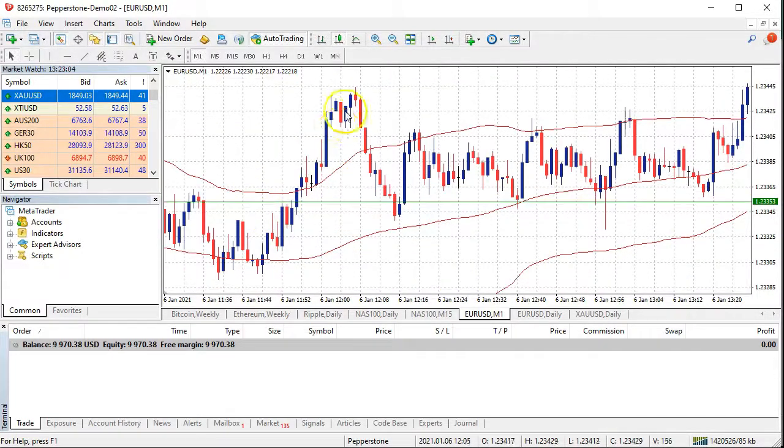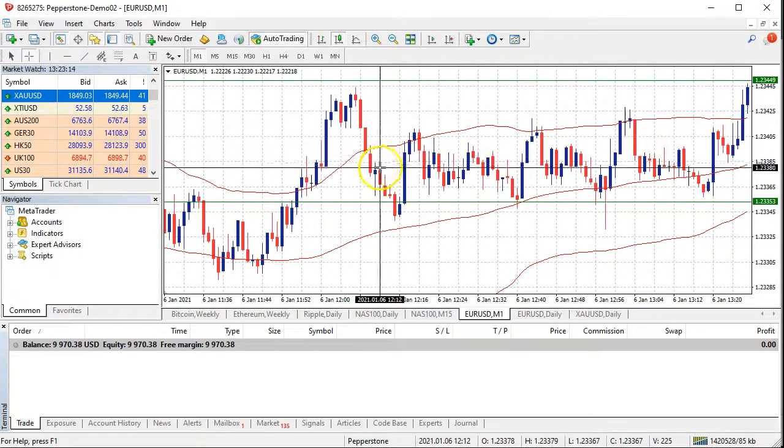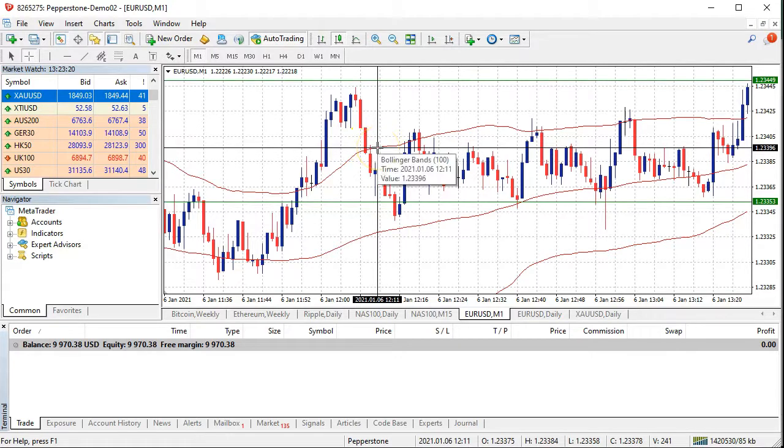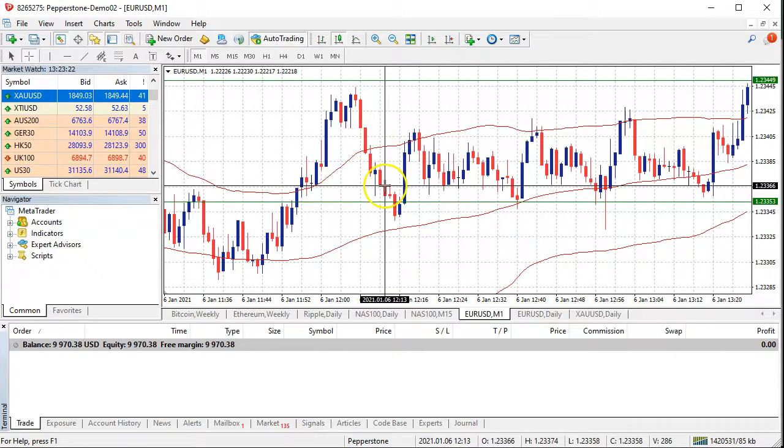Boom guys, this is a valid formation, right? A very valid formation. I will have to draw a line here so you could know. So a healthy candle inside, this would have been there, but this was touching the Bollinger line. So I'm going to be looking for another one, which is like this one.